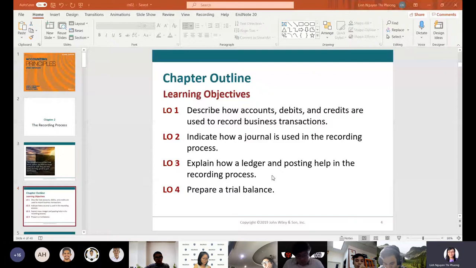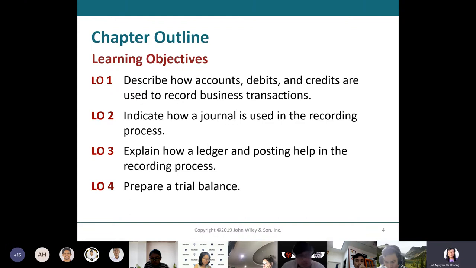Identification: remember that we need to identify the business events that we need to record. There are a lot of business events in the business, but we will only record the ones that are appropriate. And the second one is to record it. We can also call it bookkeeping.